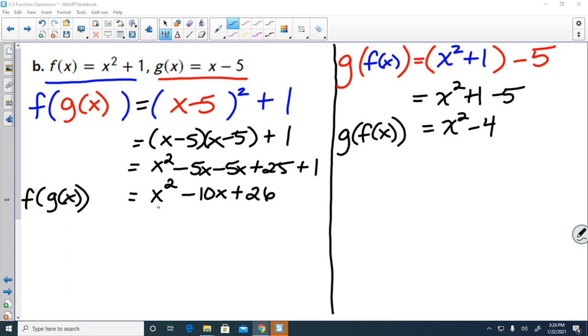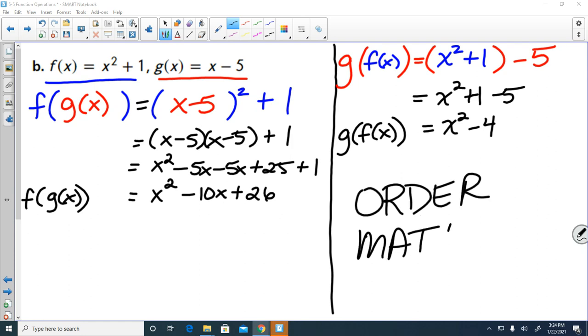F of g, x squared minus 10x plus 26. So does the order matter? Yeah, it does, because we got 2 totally different expressions. So once again, order matters when you're doing compositions.